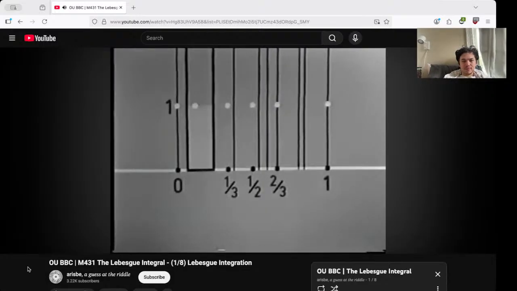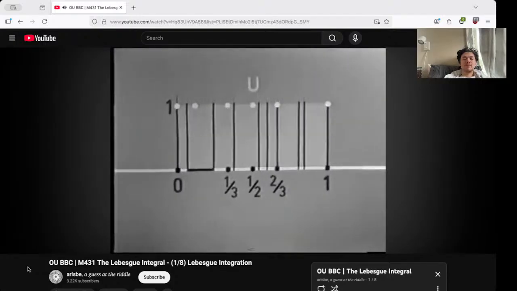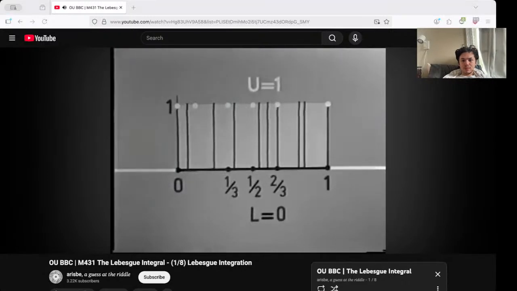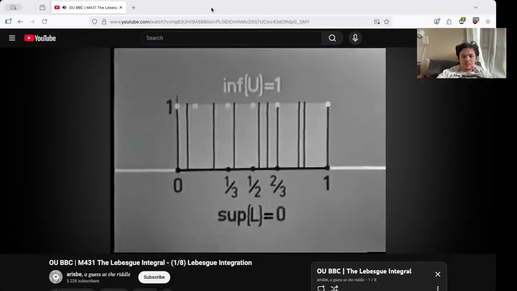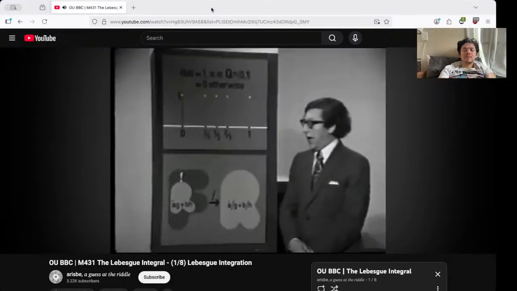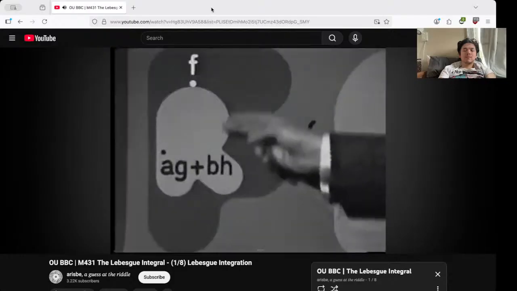Now, this is true for every interval in the partition. So the upper sum is going to be this area, equal to 1, and the lower sum is this area, 0. And this will be true for every partition. Therefore, the infimum of the U's and the supremum of the L's are 1 and 0. They're not equal. Therefore, the function f is not Riemann integrable. And so the function f is outside our Riemann domain.